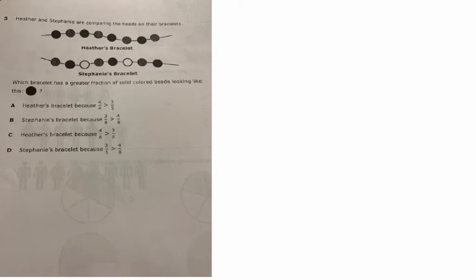So to do that, you're going to count all the beads on her bracelet. So 1, 2, 3, 4, 5, 6, 7, 8. So I have 8 in my denominator. How many look like the black one? 1, 2, 3, 4. So I have 4 8s for Heather. I'm going to do the same thing for Stephanie. Stephanie also has 8 beads, and then I'm going to count the dark ones. 1, 2, 3, and 3 8s.